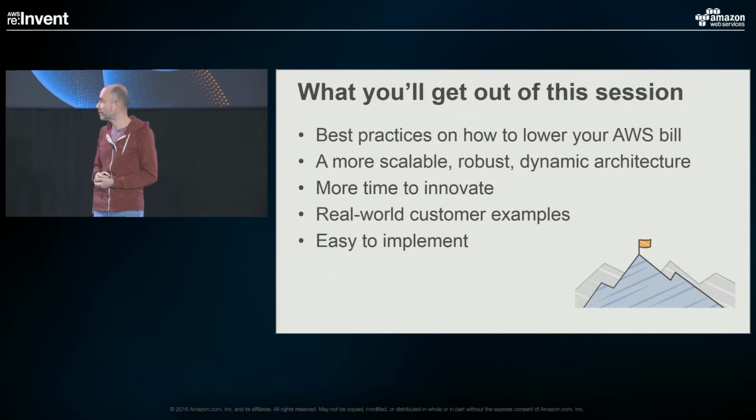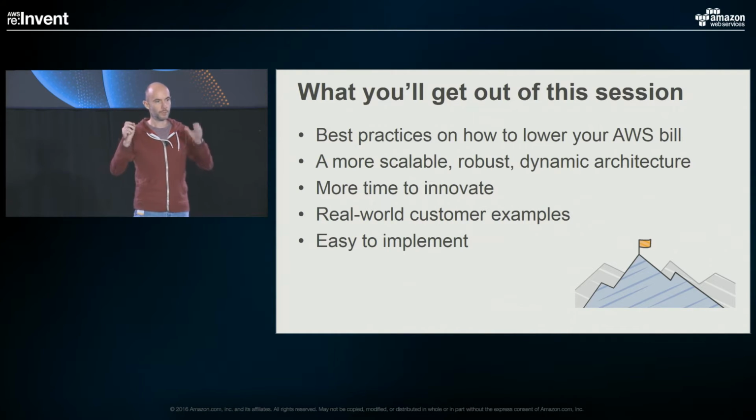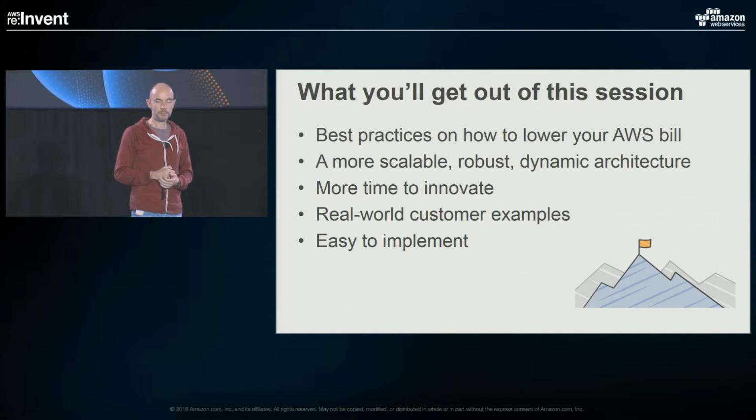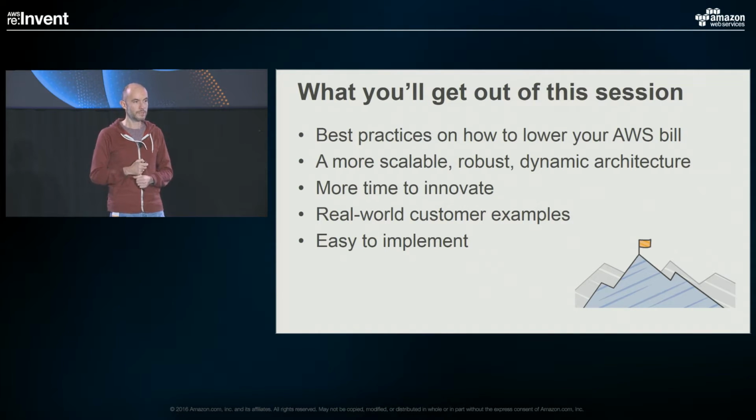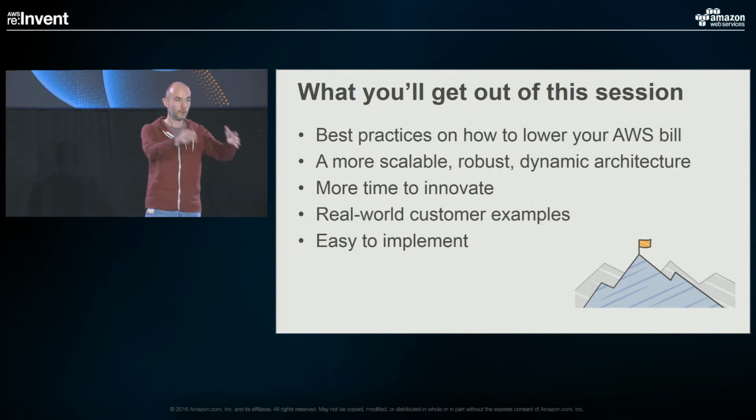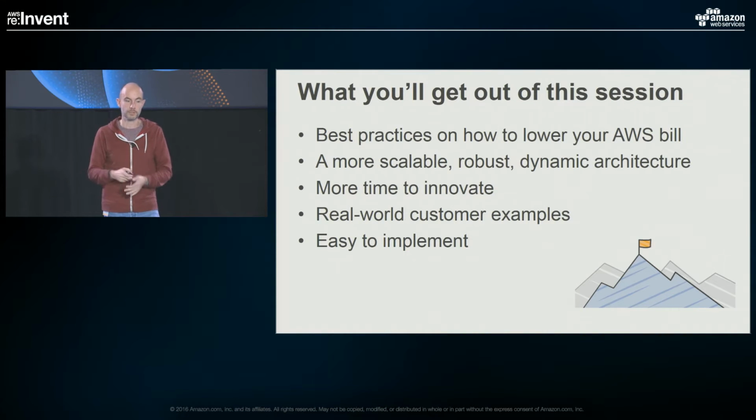So what are we going to cover here? We're going to see a couple of best practices on how to lower your AWS bill. And it turns out that all of these good practices that you can employ on your architecture to save money are also good practices to help you with scalability and help you build a more robust and dynamic architecture. So they're going to help you in other places as well. You'll also save time, and I think time is actually more valuable than money. And so look at how you can use these best practices to save time so you can spend more of your time innovating around your own service, your own product, and whatever you do at your company.